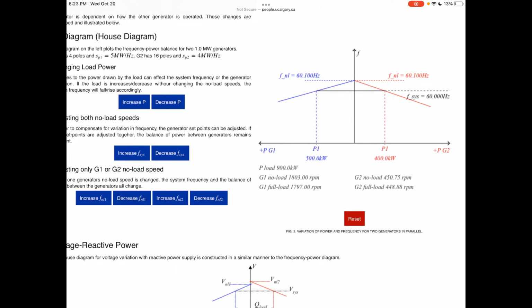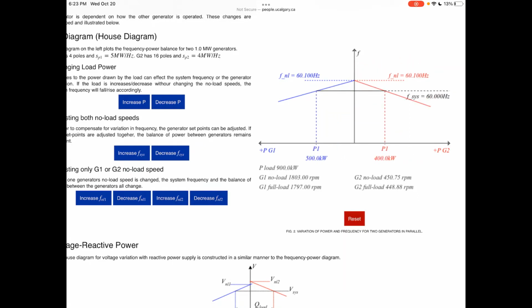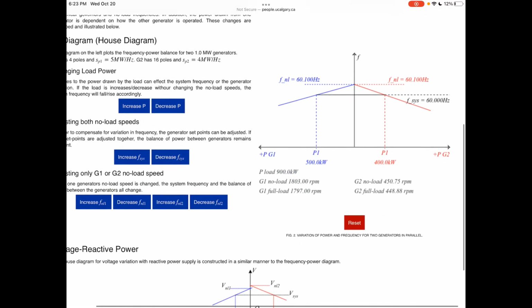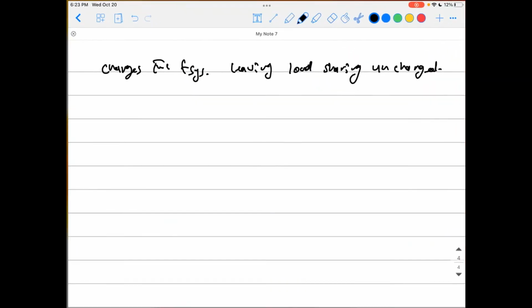The same thing if you do it with the other generator. Of generator 2, increasing its no load frequency by using its own governor, without touching the governor of the other generator, you increase its own share of power and increase the system frequency. Okay, guys? Make sense? So yeah, you can do this interactive one on the online material. Play with it. It will give you much understanding of the diagram and how it works. Okay.